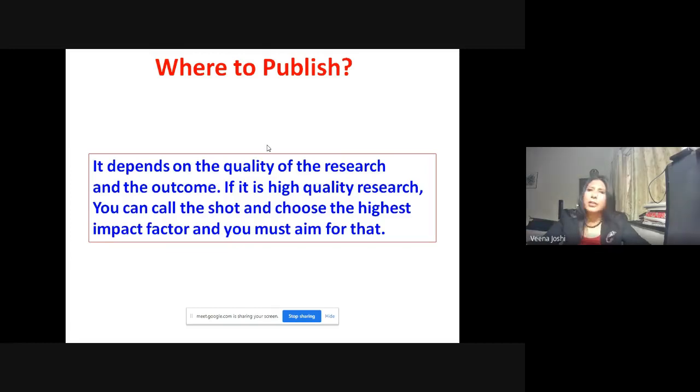Do research carefully, do not hurry. Try to produce something such that, instead of you worrying about where to publish, the journals come to you. Say published.